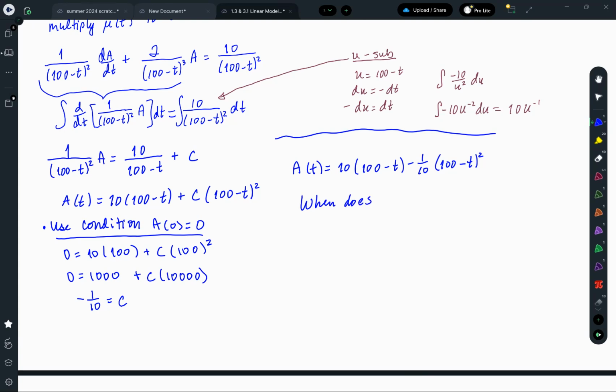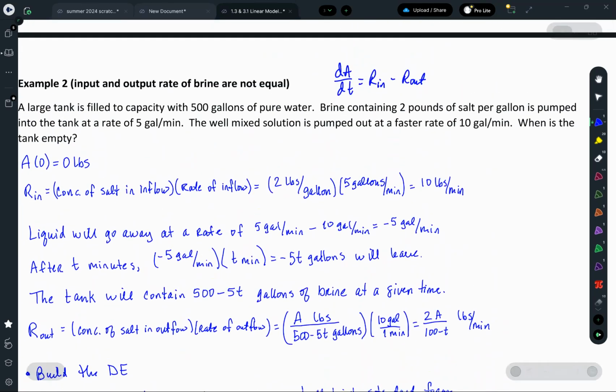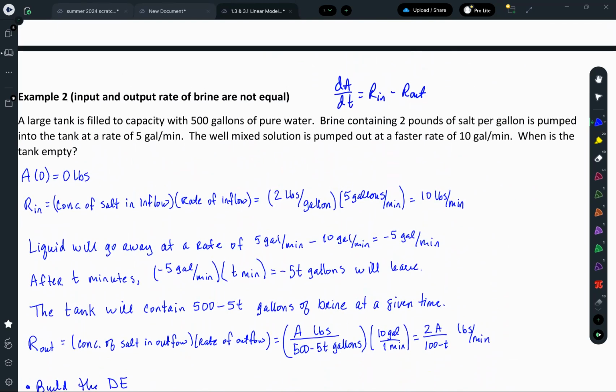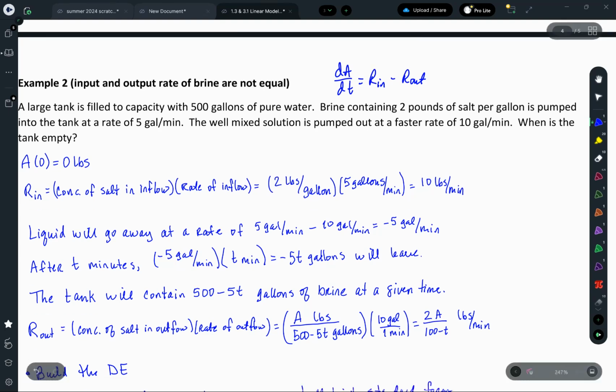In order for the tank to be empty, we would also have to be totally out of salt, like there'd be nothing left, right? We're pumping in salt, so we're always going to have salt in our mixture because it says brine containing 2 pounds of salt per gallon is pumped into the tank. It was pure water to begin with. There was 0 salt in the beginning. And as this process goes on, we're adding more and more salt, okay? So the only way for the tank to be empty is for there to be 0 grams of salt.